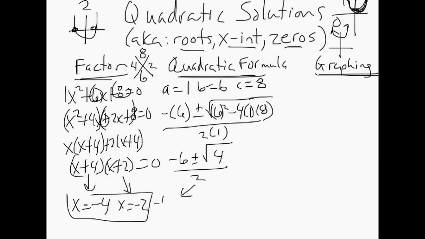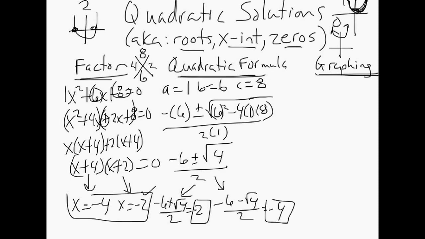Then we split up and we do an add version and a subtract version. And we're just using our calculator to simplify all this. So negative 6 plus the square root of 4, enter, divided by 2. This one gives us our negative 2. And then this one probably is going to give us our negative 4. Negative 6 minus square root of 4, enter, divided by 2, negative 4.